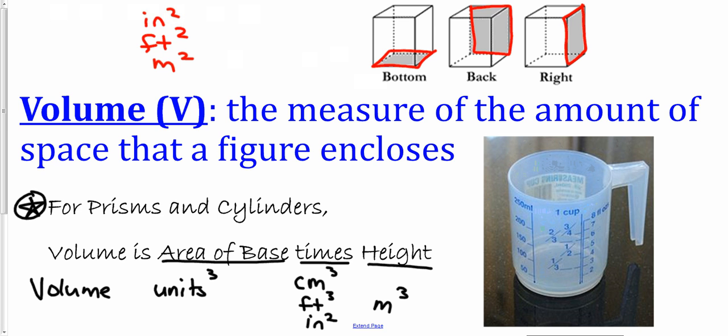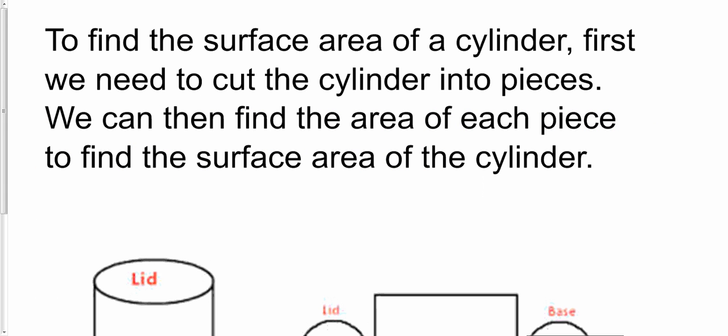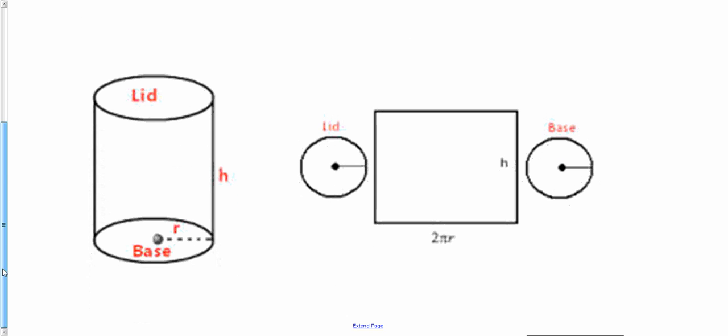Moving to the next page. To find the surface area of a cylinder, first we need to cut the cylinder into pieces. We can find the area of each piece to find the surface area of the whole cylinder. Basically, we're going to take a can opener and take off this top that I've highlighted in green. That shape is a circle, and if I wanted to find the area of that, it would be pi r squared. If you don't remember, that formula is on the formula sheet on the front.